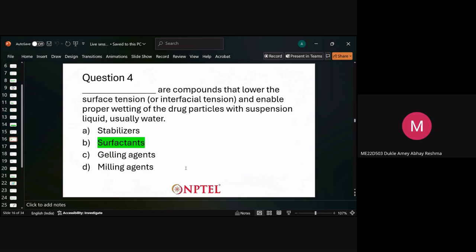So what do surfactants do? Surfactants reduce the cohesive force between the molecules. Because it reduces the cohesive force, obviously the surface tension reduces, and the drug is able to disperse properly in the suspension.